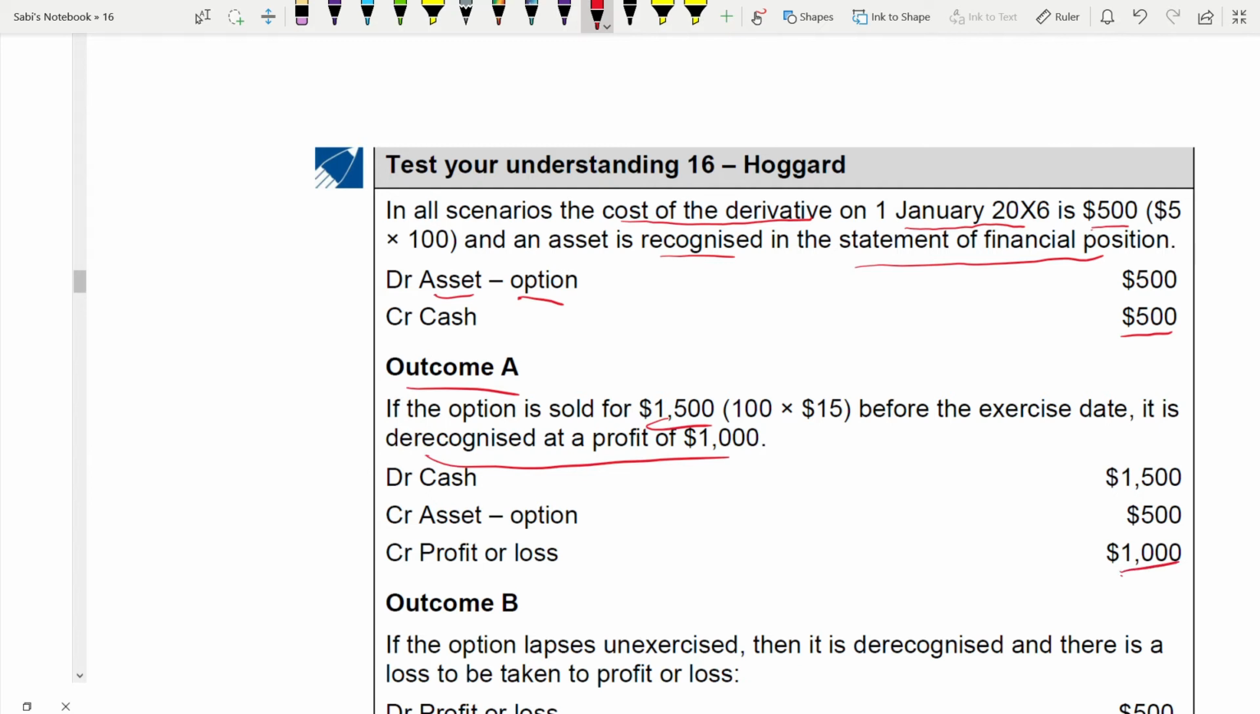Next, you are receiving cash. You are selling it for 1,500, so debit cash. And what is the cost? That means this which you have debited here, now you need to credit here, because there is no more option. You are selling that option. It's like you are selling an asset after you bought it. So you need to credit it, 500.